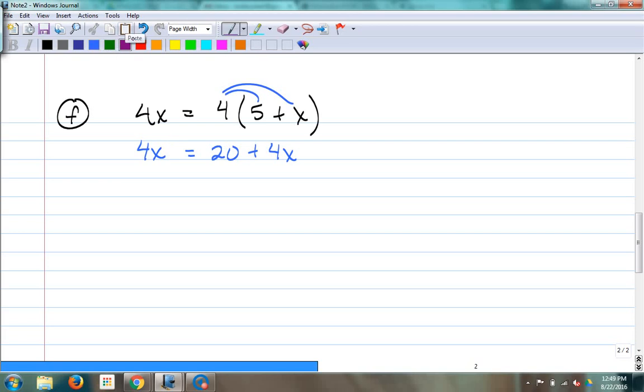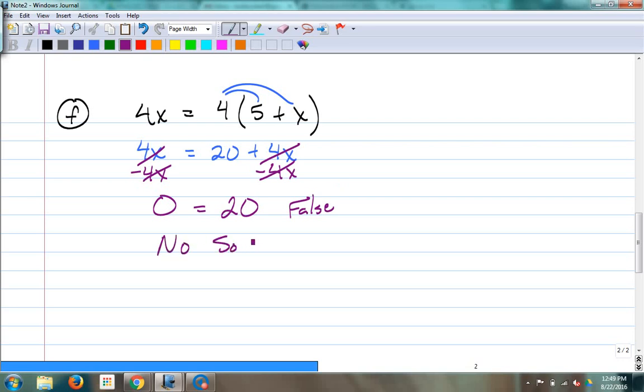And then what? Anna? Okay, so if we're going to move this 4x over to the other side, this cancels. But what happens over here on the left-hand side? It cancels as well. So that's 0. Does 0 equal 20? No, this is a false statement. 0 does not equal 20.